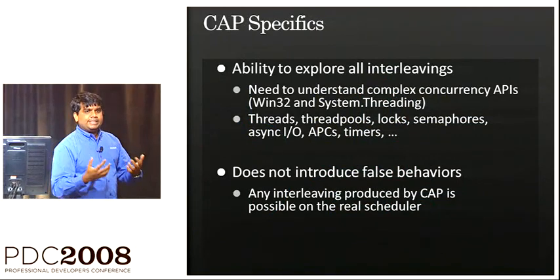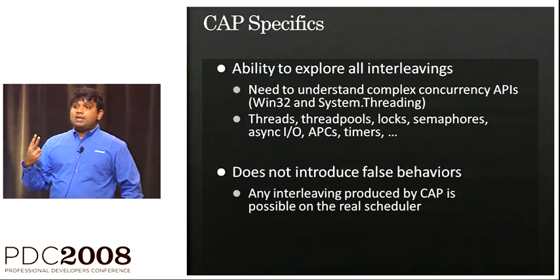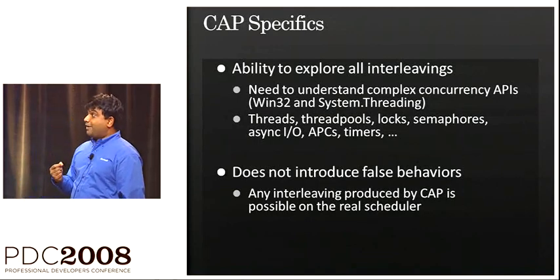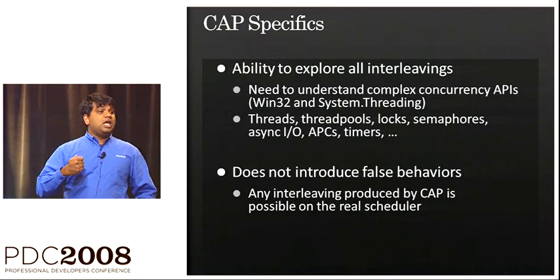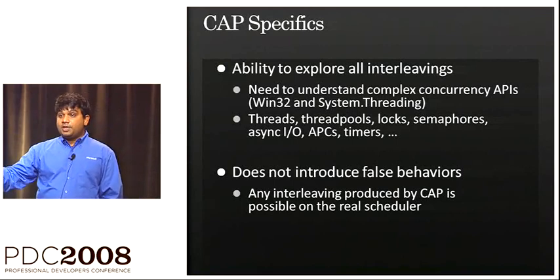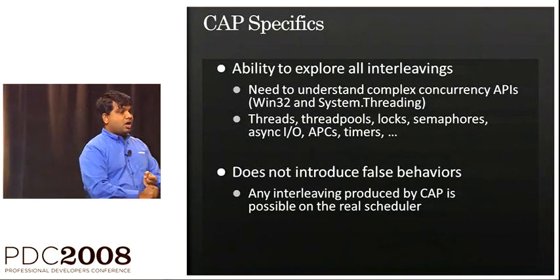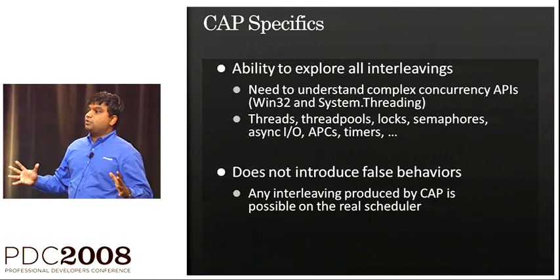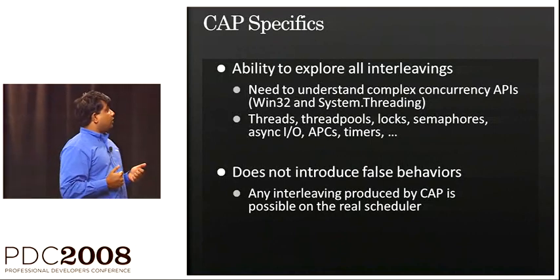So just to go into the details, I know that you guys really want to know how this works. There are actually two very important challenges in building a tool like CAP. First of all, we have to understand all the synchronization primitives, because we want to be complete. If a bug shows up in the wild, we want to be able to reproduce it when CAP is under control. So we need to understand what locks are, what semaphores are, what APCs are, when timers can fire, because we need to understand the semantics of all these complex APIs and explore the non-determinism involved in these APIs.